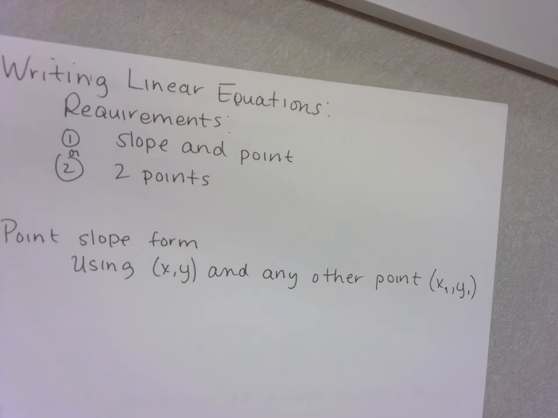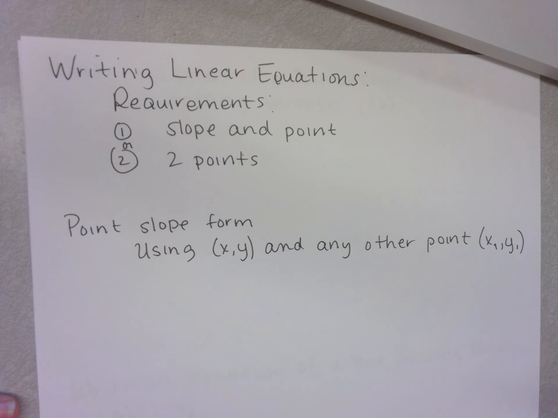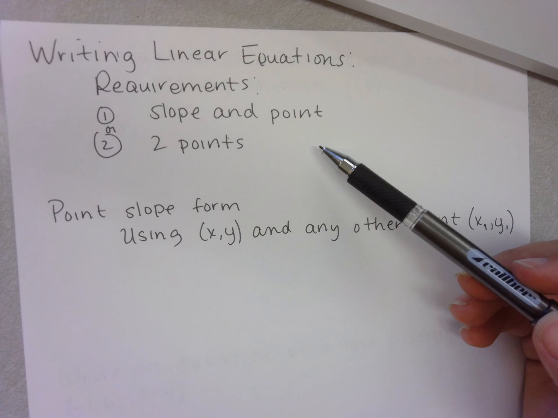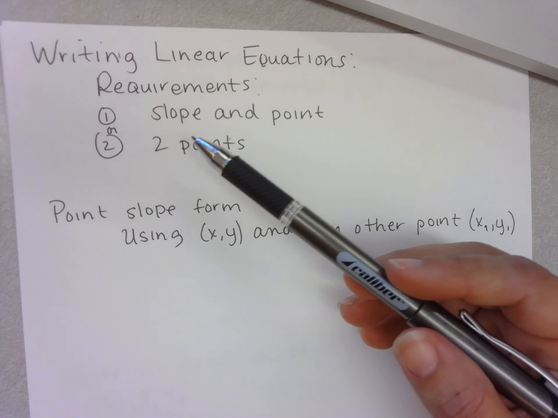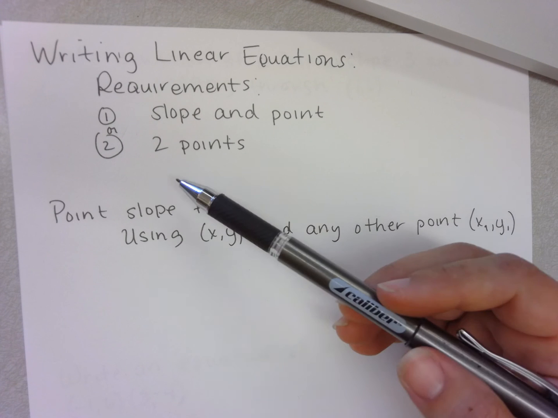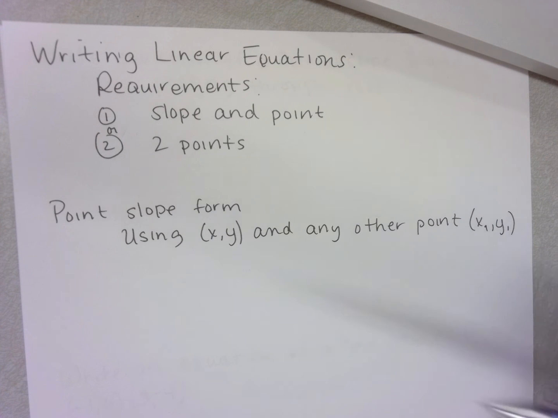All right, so we have looked at linear equations, we've calculated slope, we've looked at some graphs. So now it's actually time for us to write our own linear equations. When we're writing a linear equation, we're going to come up with our own y equals mx plus b. In order to do that, we need the slope and one point, or two points, because we can calculate our own slope.